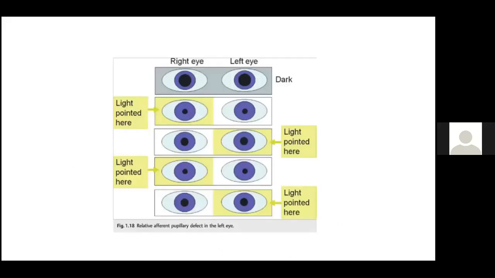So, relative afferent pupillary defect. This is an example of a relative afferent pupillary defect. This is RAPD in the left eye. When the light is shone in the right eye, you get pupillary constriction in both eyes, whereas when it's shone in the left eye, you will not get constriction, because you've got inflammation of the optic nerve, which is the afferent nerve in the pupil reflex. So that's an example of a left-sided RAPD, and it's the swinging light test for RAPD.